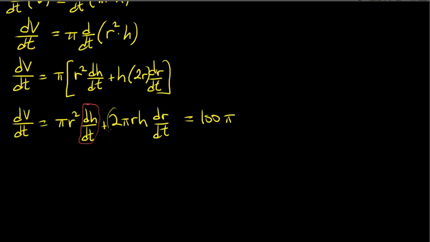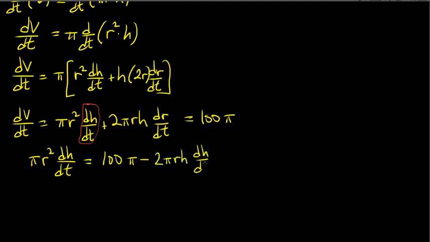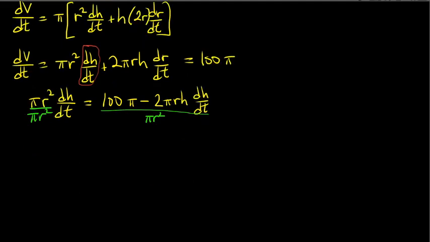So we can subtract all of this from both sides. So on the left, we still have pi r squared times the derivative of h. And on the right, we have 100 pi minus 2 pi rh times the derivative of r. And now just divide both sides by pi r squared. Okay, so on the left we just get the derivative of h, right? These cancel. And on the right we get 100 pi.